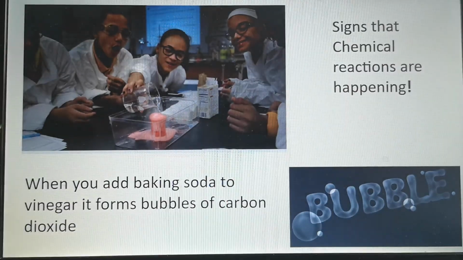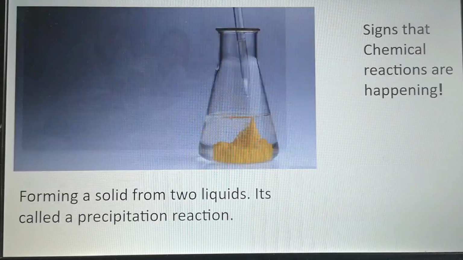Another sign that a chemical reaction is happening is we see bubbles. If you look at this experiment, this is baking soda, and the girls and the boys there are adding vinegar to the baking soda. When you add vinegar to baking soda, there's a chemical reaction, and one of the products that's formed is carbon dioxide. Carbon dioxide is a gas, and when gas is formed, we see bubbles. So sign that a chemical reaction is happening, number 2, bubbles.